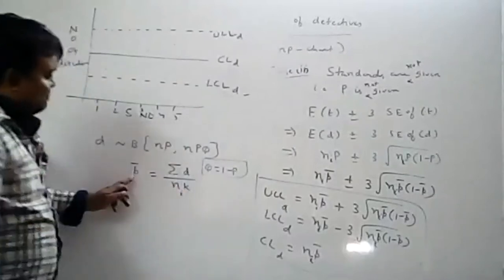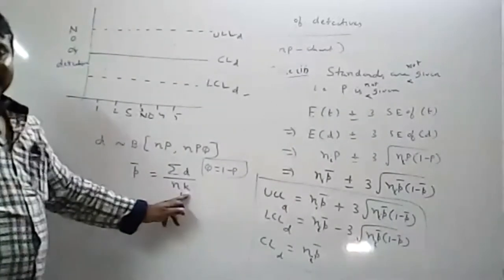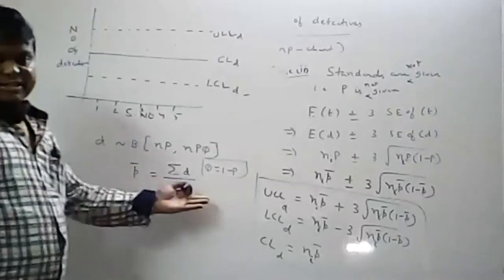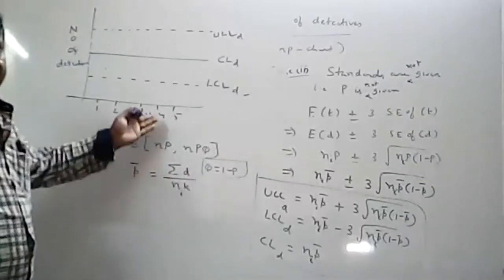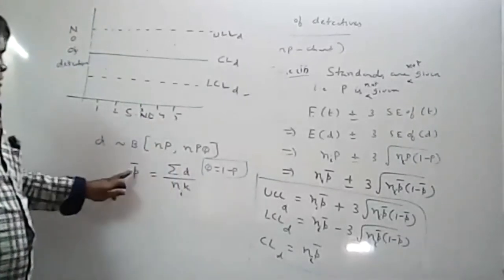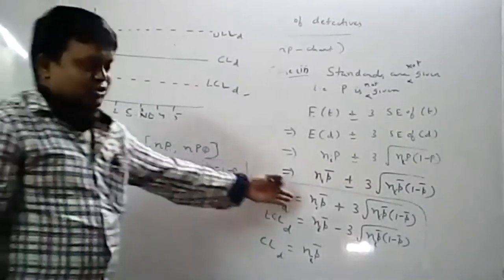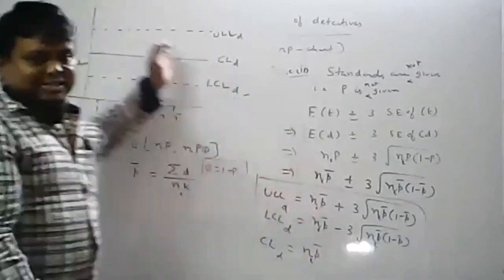What is the P bar formula? P bar formula is summation D by summation ni into k. Ni into k you have to multiply and take the value and then simplify it. You will get P bar. After that, you can substitute in the formula. You will get the varying chart. So the construction is also the same.